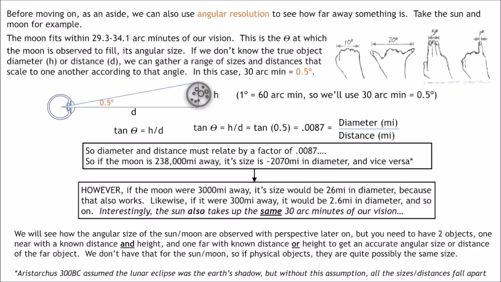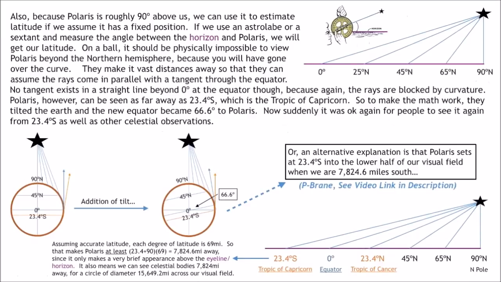So we will see how the angular size of the sun and moon are observed with perspective later on, but you need to have two objects, one near with a known distance and height, and one far with a known distance or height, to get an accurate angular size or distance of that far object. We don't have that for the sun and moon, so if they are physical objects, they are quite possibly the same size. As a note, Aristarchus in 300 BC assumed the lunar eclipse was the Earth's shadow, but without this assumption, all these sizes and distances essentially fall apart.